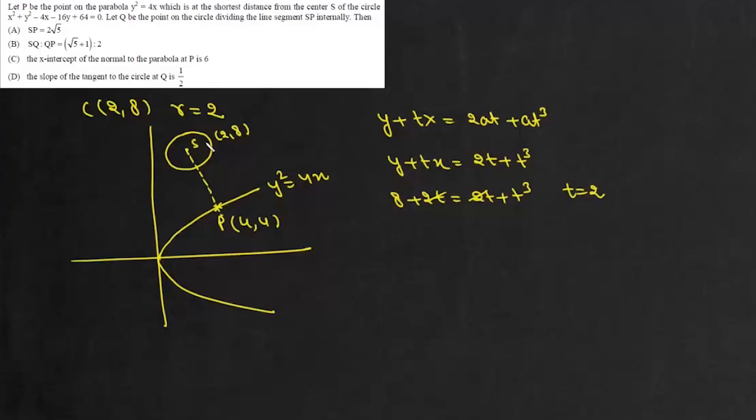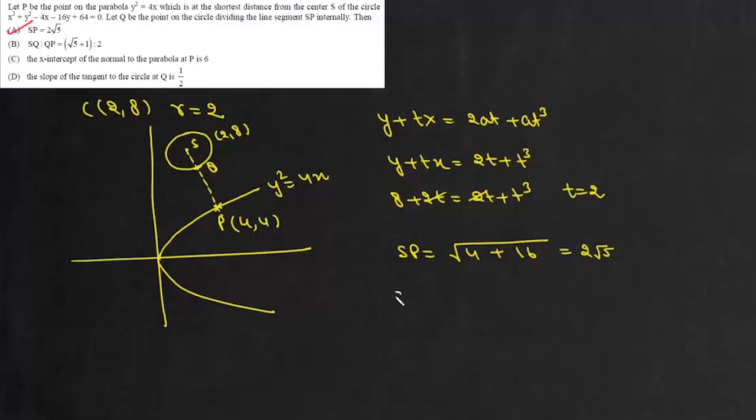So we have this S which is (2, 8) and this point is Q. Now if we find SP, SP is the square root of (4 minus 2)², which is 4, plus (8 minus 4)², which is 16. So it will be root 20, and root 20 is 2 root 5. That means this option A is correct.